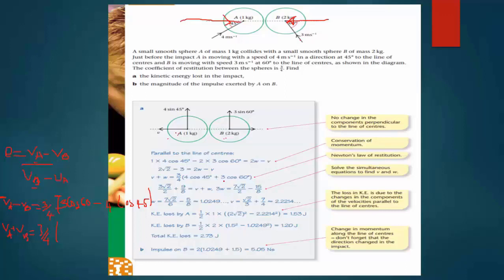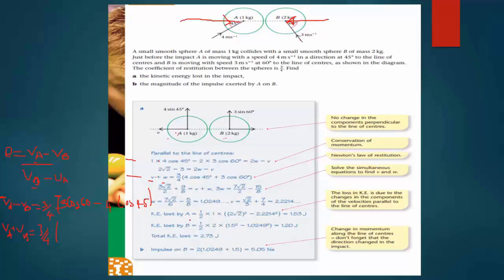Again, remember vertical components are not affected in coefficient of restitution. Coefficient of restitution ina apply only for horizontal motion. Therefore, we have the first equation and the second equation. So we use the two equations, we solve for V and W, and we get our answers. After we get V and W, then we can calculate finally our velocities.